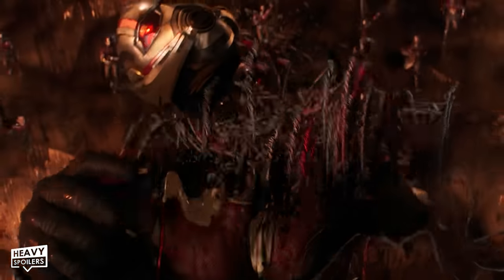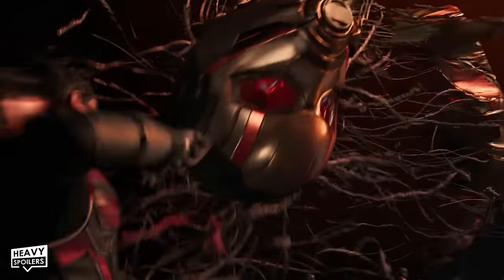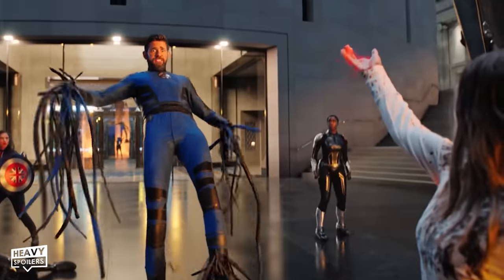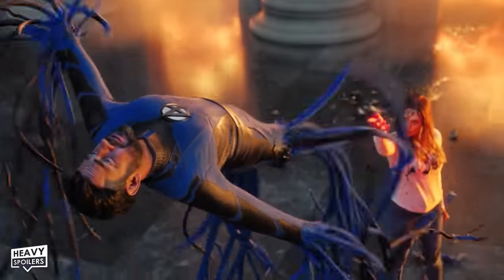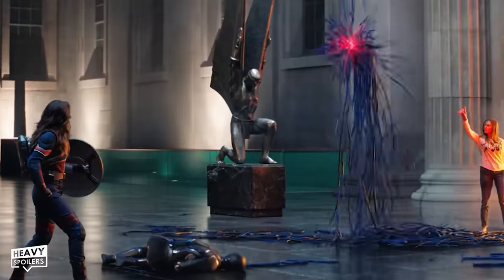Dealing with reality also means that we get certain rules, and we see a giant version of Ant-Man turning into ribbons at one point. This is a similar effect to what happened with Reed Richards in Multiverse of Madness, and this was because Wanda's powers are tied in with reality.